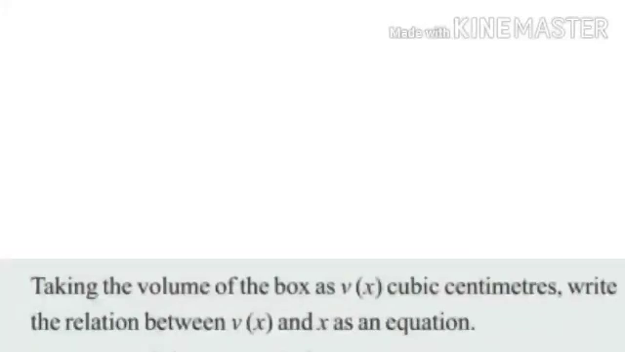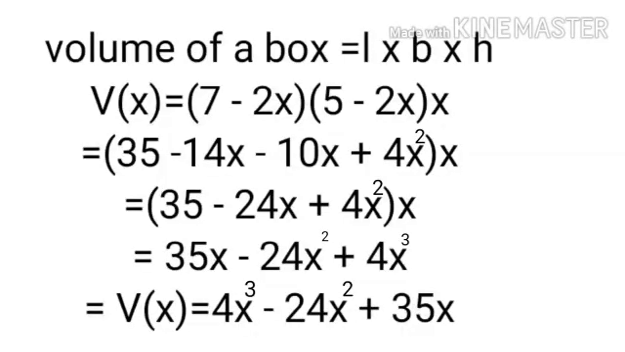Then the second question. In the second sub-question, it asks us to find the volume of the box. First of all, remember, volume of a box is L into B into H. That is, V of x is equal to (7 minus 2x) into (5 minus 2x) into x.